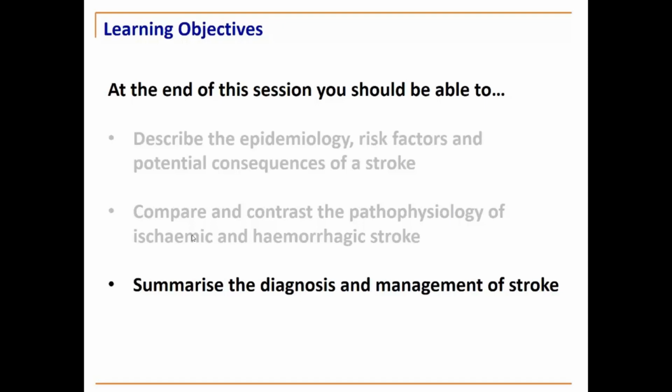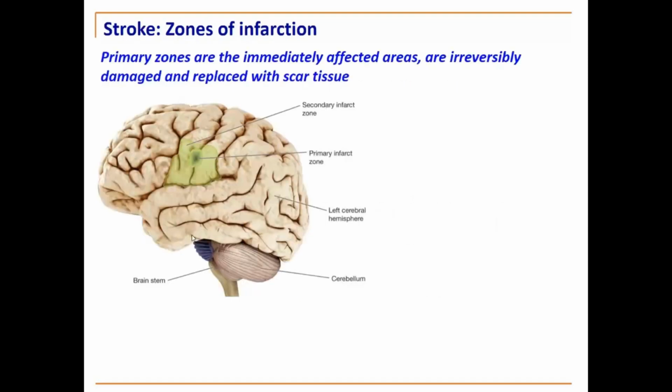So the last little bit we're going to cover in this session is looking at the diagnosis and the management of stroke. So we have two primary zones of infarct. The primary zones, shown in the darker green, are the immediately affected areas. They're irreversibly damaged and are replaced with scar tissue. These primary zones generally have blood flow below 10, 15, 20%. Therefore, we're having rapid ischemia and necrosis.